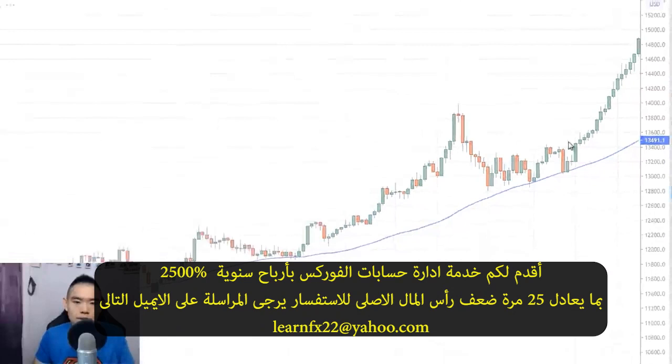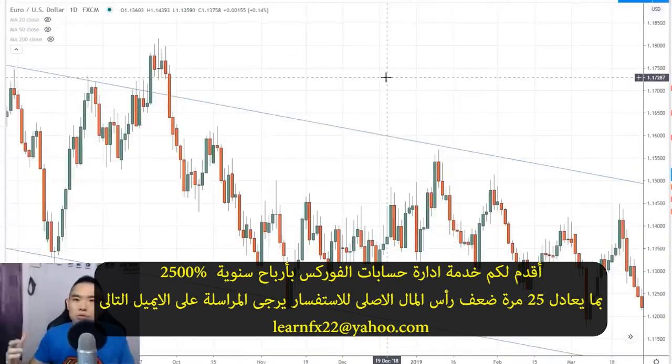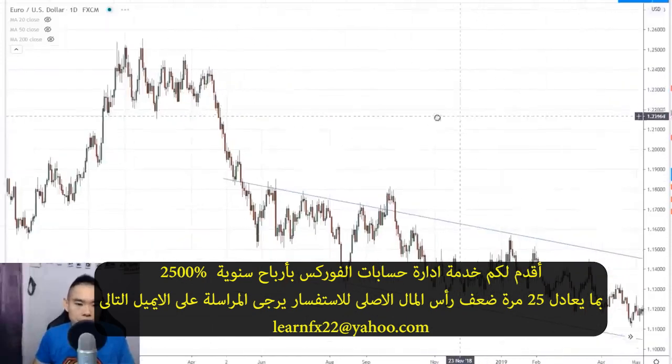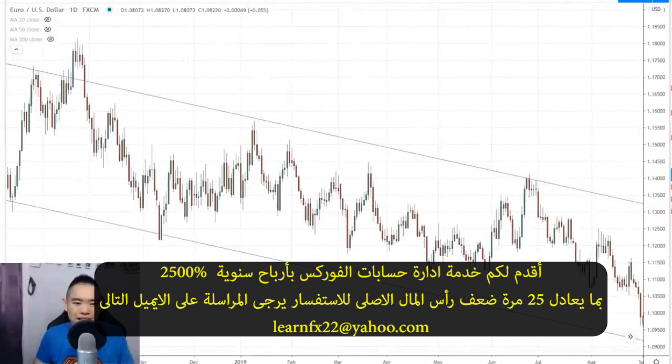Okay, so next one. Euro dollar. If you look at this as well, another way to define your area of value can be trend lines or trend channel. And it's the same concept over here at euro dollar. So you can see that over here at this point, you don't want to be selling at the lows of this trend channel. Let me just show you how I draw this quickly.